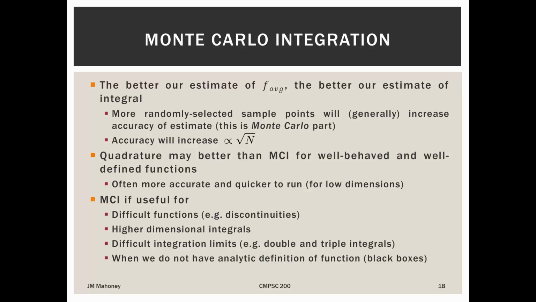In the example we looked at previously, where we were doing a double integration, we had very well-defined limits between 0 and 5 for x, 0 and 5 for y. But we could have things like a circle or an ellipse that we want to find the volume under, and then it's going to be difficult to use quadrature, and that's where Monte Carlo integration is going to become more useful for us.